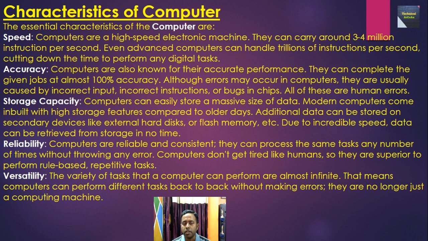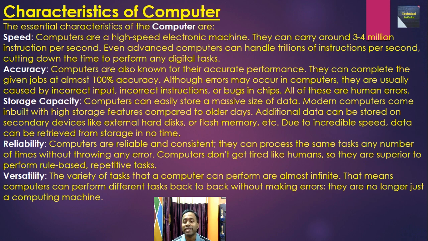Next, storage capacity. As I already told, the storage capacity has two different types, one is temporary and the other is permanent. So that's why we have lots of options to store more and more data for future purposes in the permanent section, right? Fourth one, reliability, because a computer is reliable and consistent.